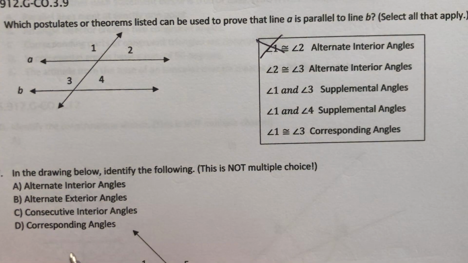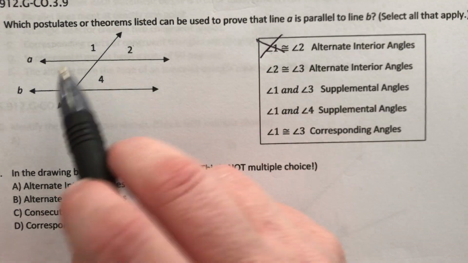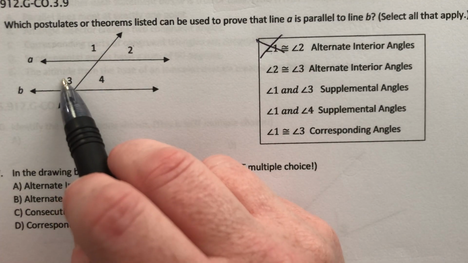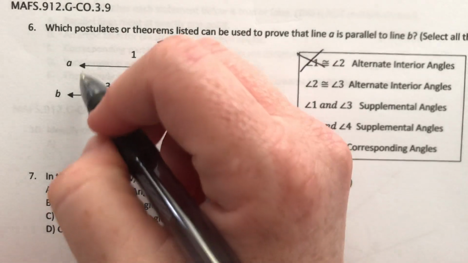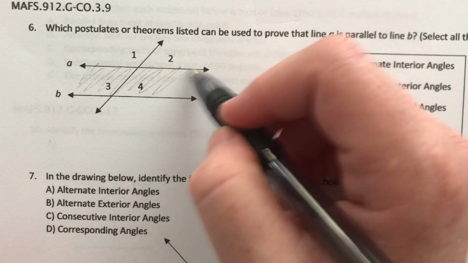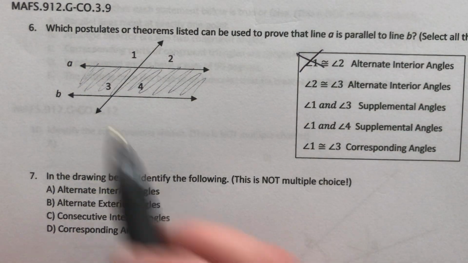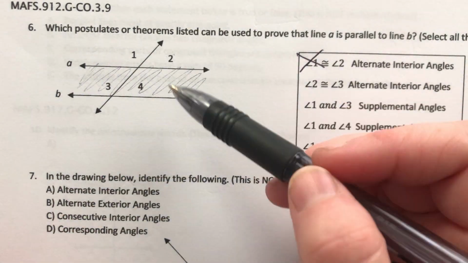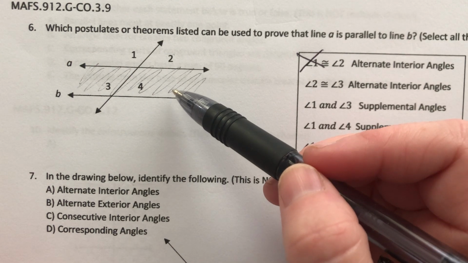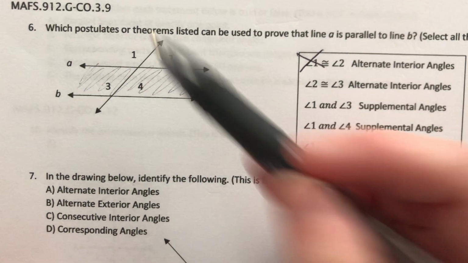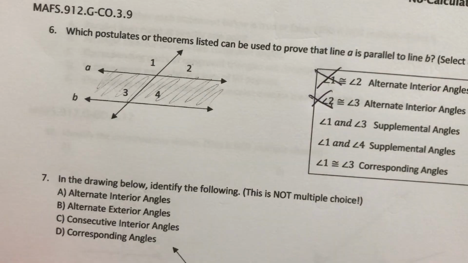2 and 3 are alternate interior angles. 2 and 3 are not alternate interior angles. Remember, interior angles are in between the parallel lines. So 2 is not in between the parallel lines. It's like a tunnel here. If the angles are inside that tunnel, then they're interior angles. That's not the case here, so that one's not true.